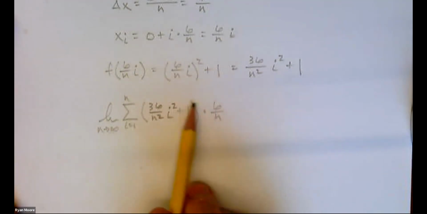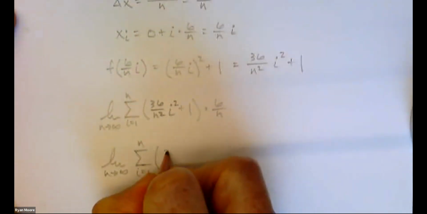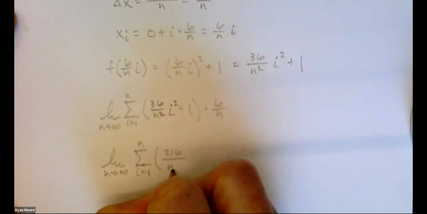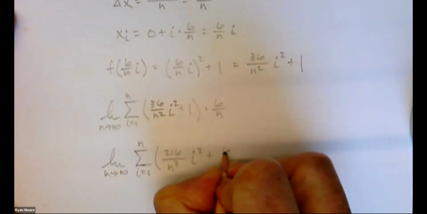First thing we're going to do is distribute this 6 over n. So limit as n approaches infinity, summation i equals 1 to n. Distributing the 6 over n would give us 216 over n cubed i squared plus 6 over n, like so.